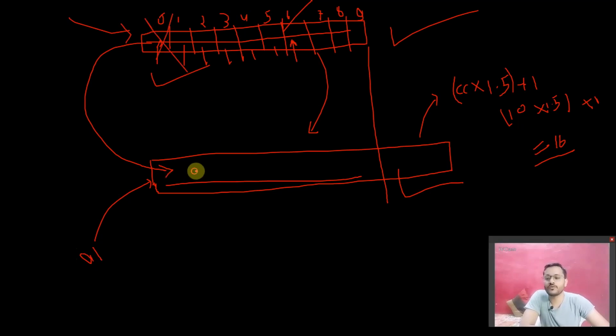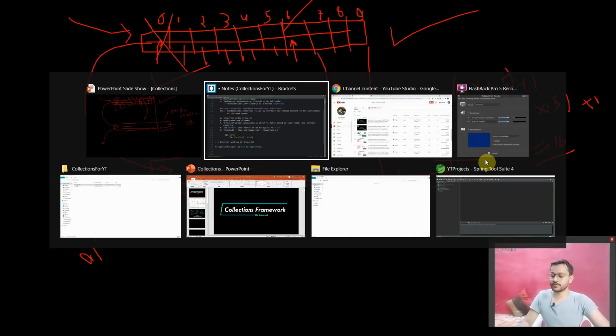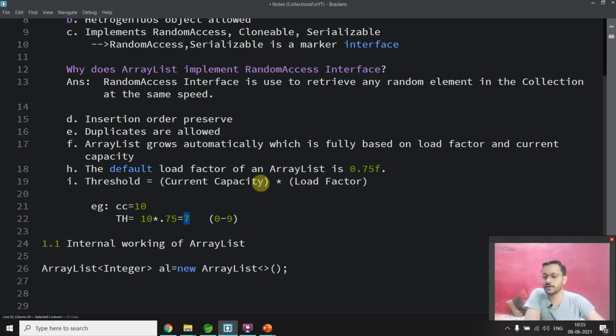Now you are just using this one, and you don't know what is happening internally. So now the capacity is 16. This is the internal working of the whole ArrayList. Is there anything remaining in the internal and theoretical part? No.